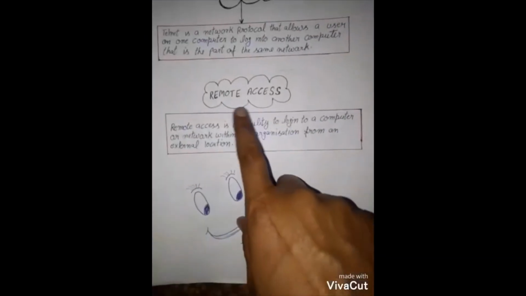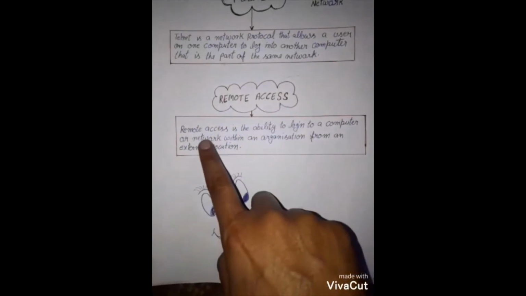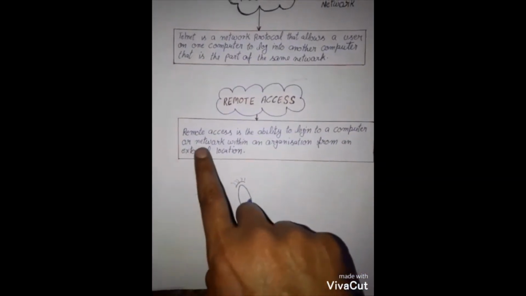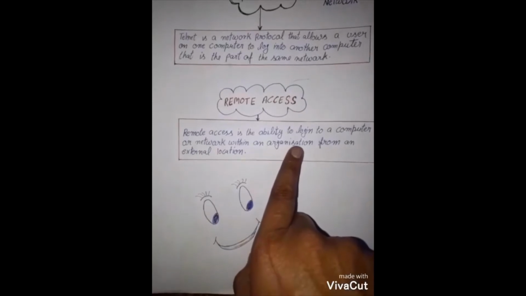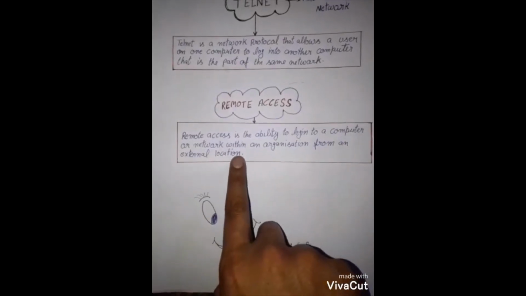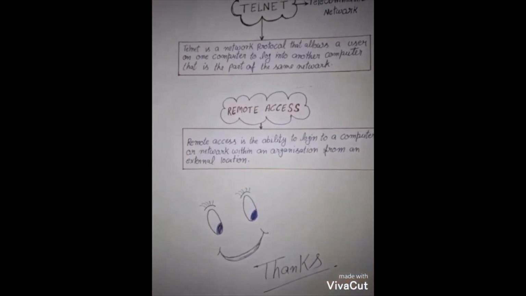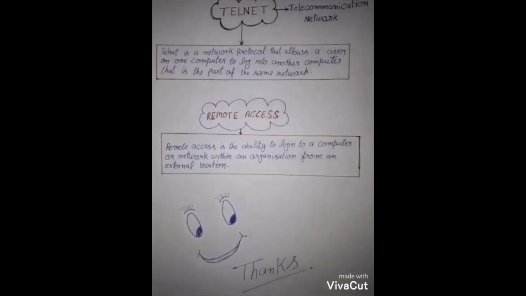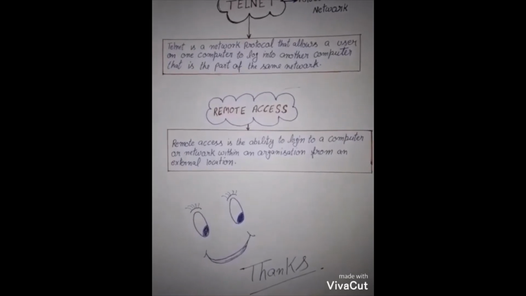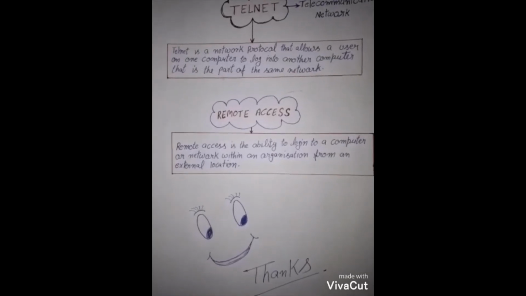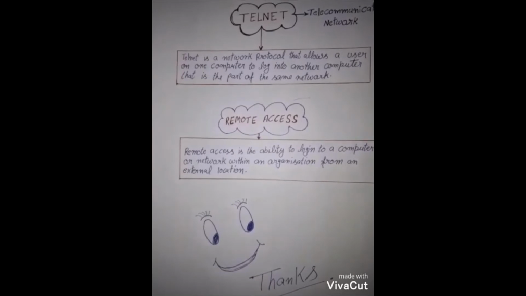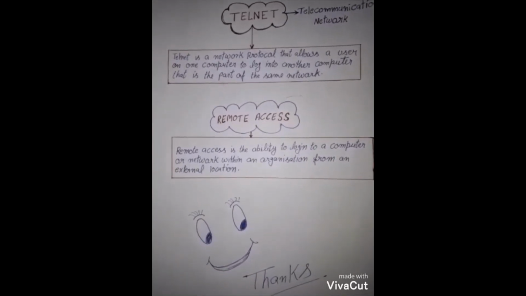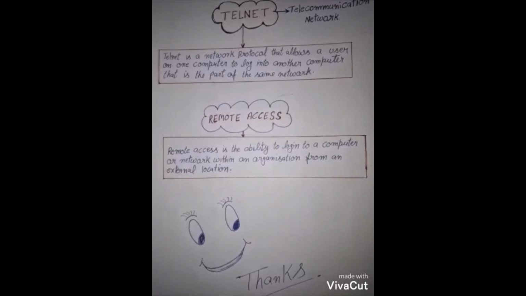So now the next point is remote access. Remote access is the ability to log into a computer or network within an organization from an external location. What does it mean? Remote access is the act of connecting to IT services. Like you want to access a computer from India and another computer is in the USA. This protocol works on the internet.